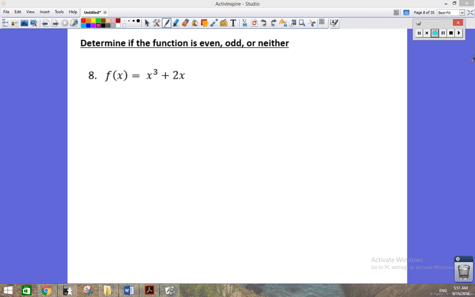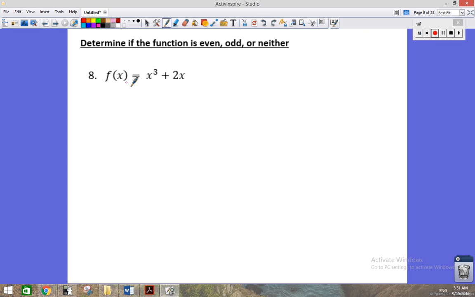All right, so let's take a look at problem number 8. We're given an equation and we're asked to determine whether this is an even, odd, or neither function. We don't have the graph. We could sketch the graph and try to answer it from that, but when you're given the equation, typically they want you to use the algebraic definition to determine whether the function's even or odd.